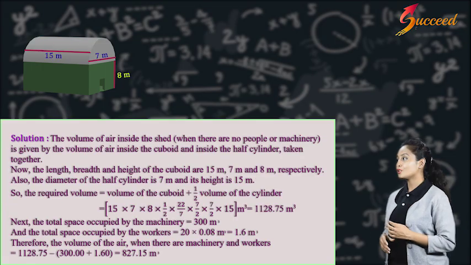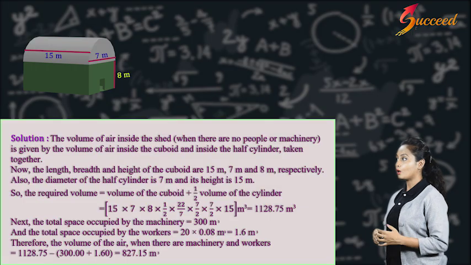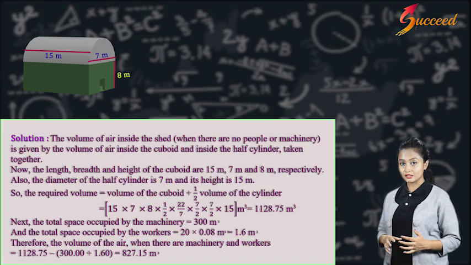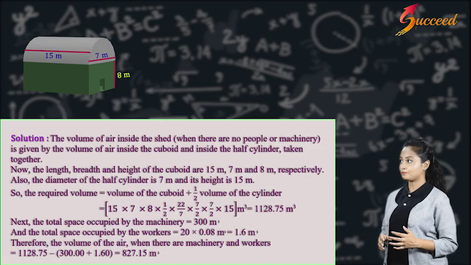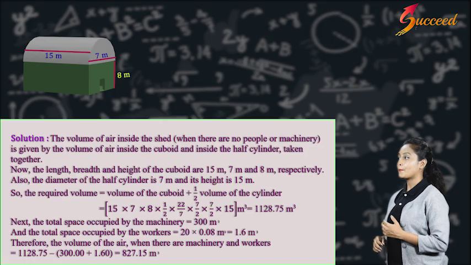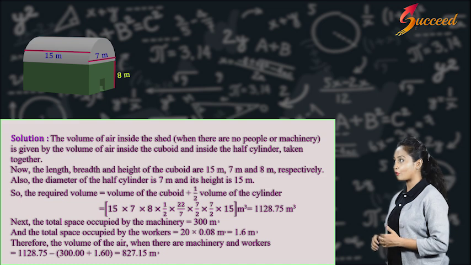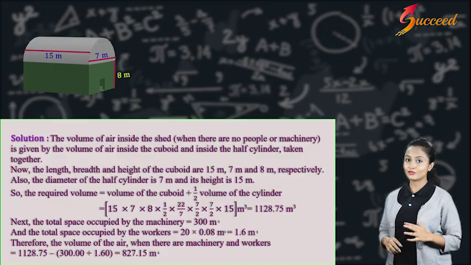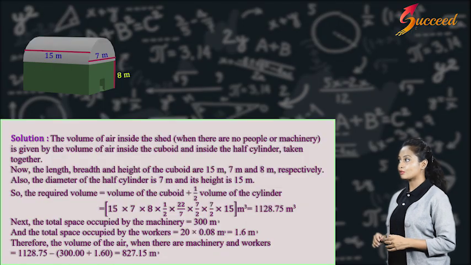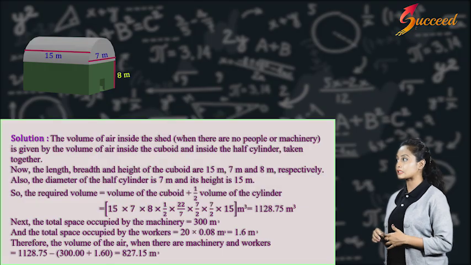We know that the volume of the air inside the shed when there are no people or machinery in it is given by the volume of the air inside the cuboid and inside the half cylinder taken together. Now, the length, breadth and height of the cuboid are 15 meter, 7 meter and 8 meter respectively. Also, the diameter of the half cylinder is 7 meter and its height is 15 meters.